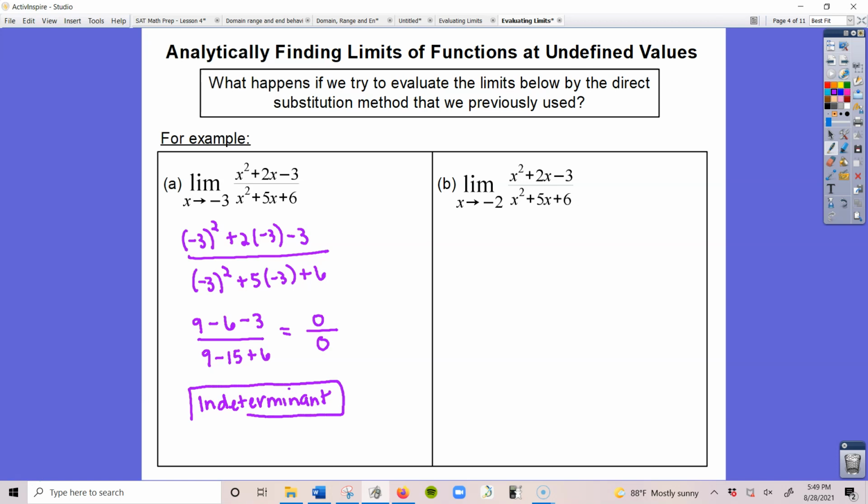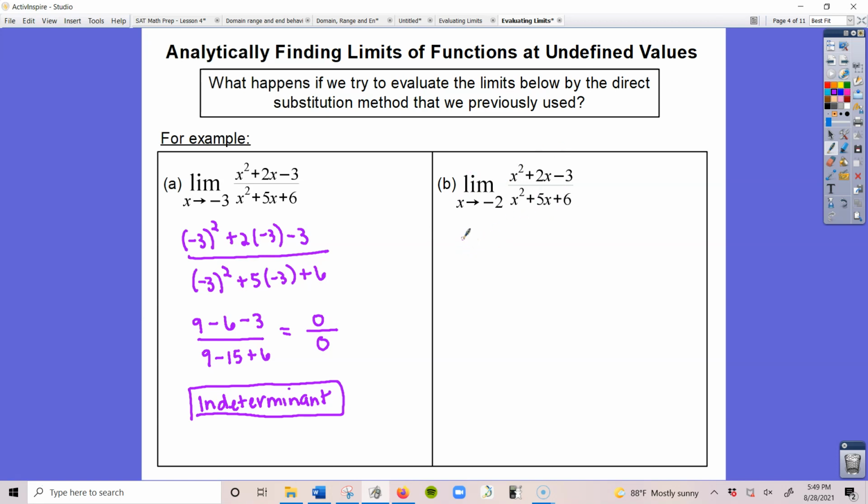It's almost like saying undefined, but we're not exactly sure because we end up with 0 over 0. Could be something else happening there. So we just state that this particular limit is indeterminate. Now let's try this one, the limit as x is approaching negative 2.